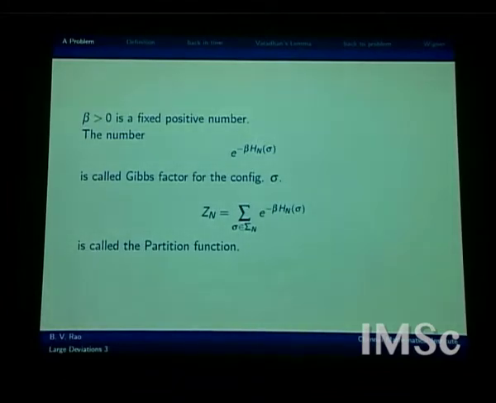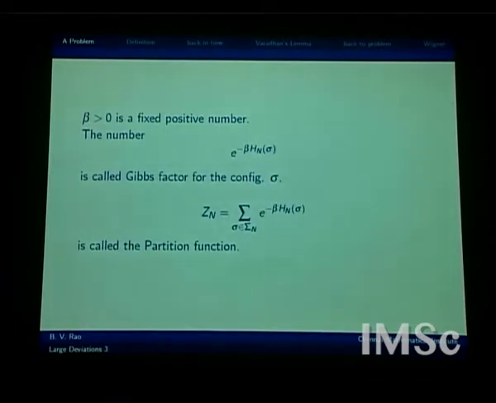So, if you take a configuration sigma, there is this number Hn sigma. I look at e to the minus beta Hn sigma. This is called the Gibbs factor for the configuration sigma. And if you look at the sum of all these Gibbs factors, it is called the partition function.